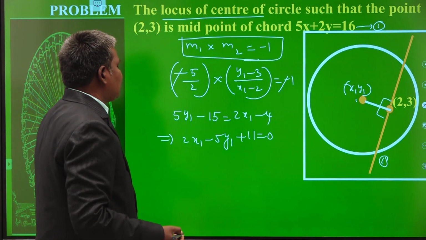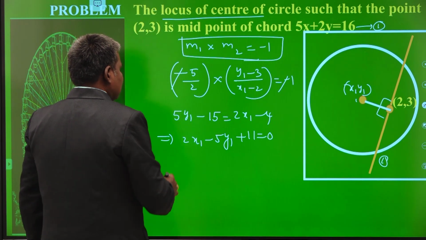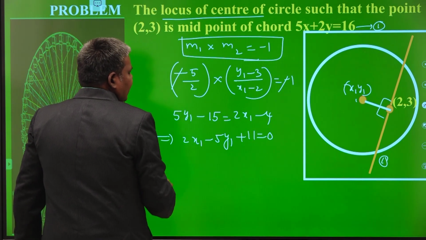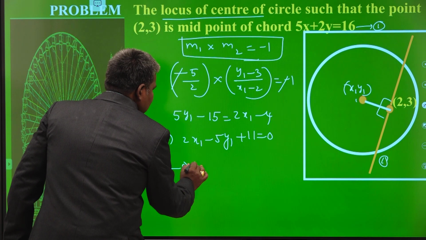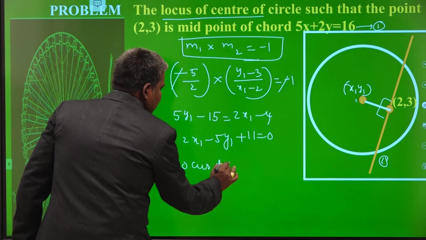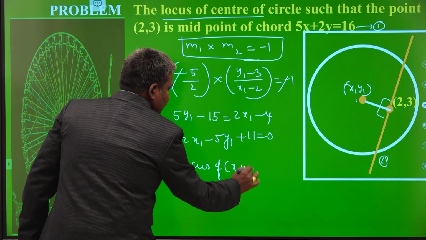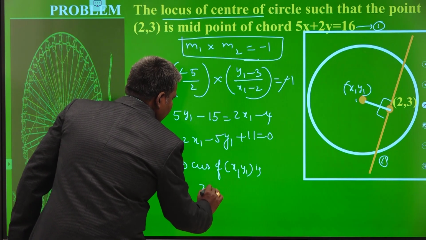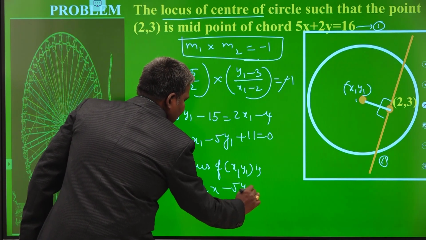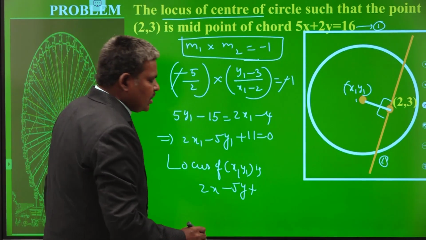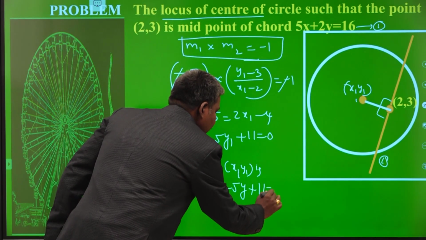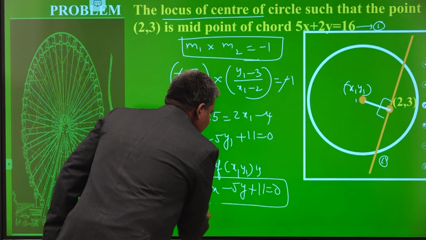-15 coming to the right side, plus 15 minus 4, that is plus 11. This is the condition for all (x1, y1). Therefore, the locus of (x1, y1) is 2x - 5y + 11 = 0. This is another straight line.